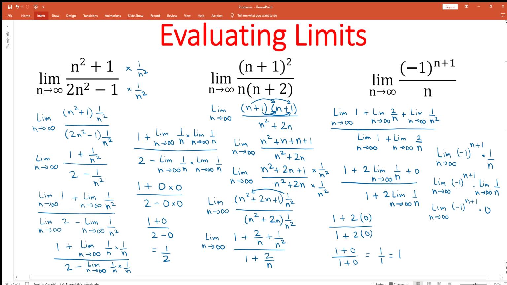So the product of this limit and 0 will always be equal to 0. Therefore, the value of this limit is 0. Because no matter what the value of limit n approaches infinity for negative 1 to the power n plus 1 is, the result of the product will always be equal to 0. There's a very important concept we need to understand and memorize for a problem like this one. So this should be the final answer for the third limit.